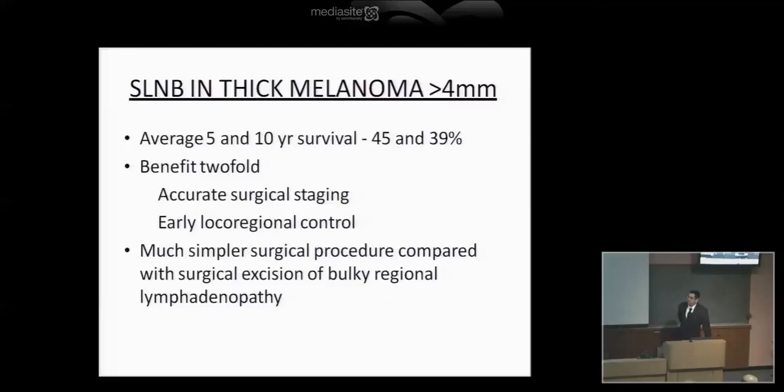For thick melanomas, as I mentioned, their 5-year and 10-year survival is pretty dismal, 45 and 39%, as compared to 90% if your sentinel lymph node was negative. The benefit of doing a sentinel lymph node biopsy in thick melanoma is twofold. One, it does help in accurate surgical staging. And two, if your sentinel lymph node is positive and you go on to do a lymphadenectomy at that time, it's an easier procedure than if they were to present several years later with bulky metastases, which would be adherent to nerves or vessels, which would make surgery obviously a difficult proposition.